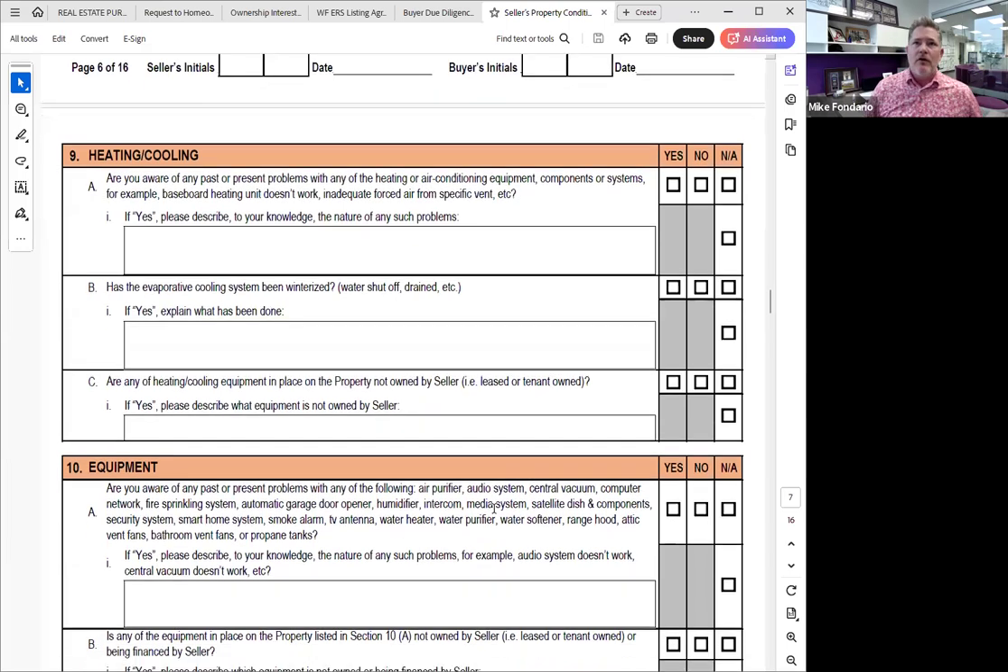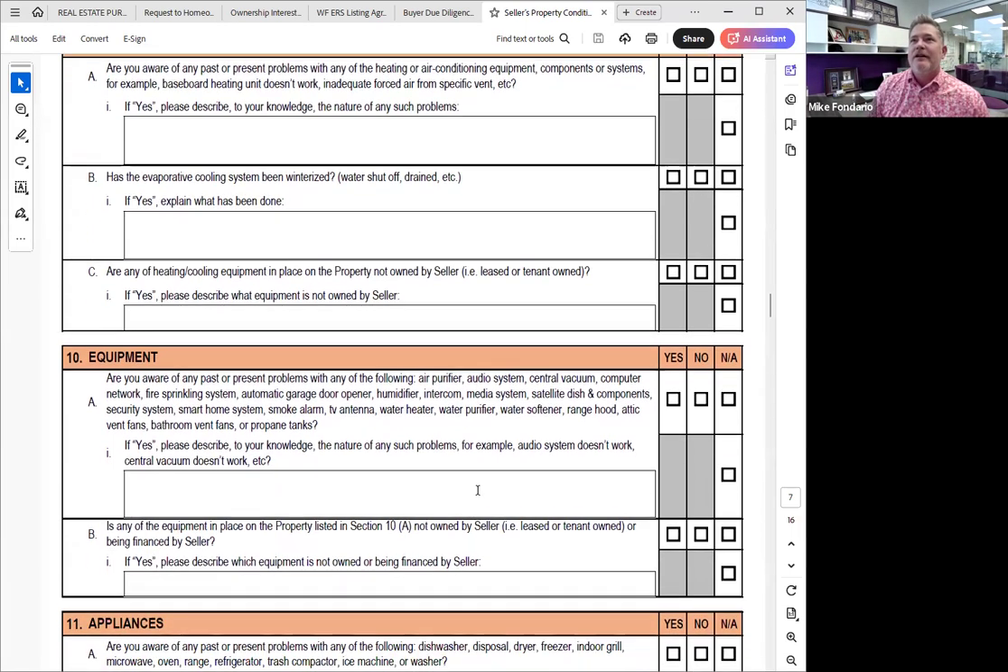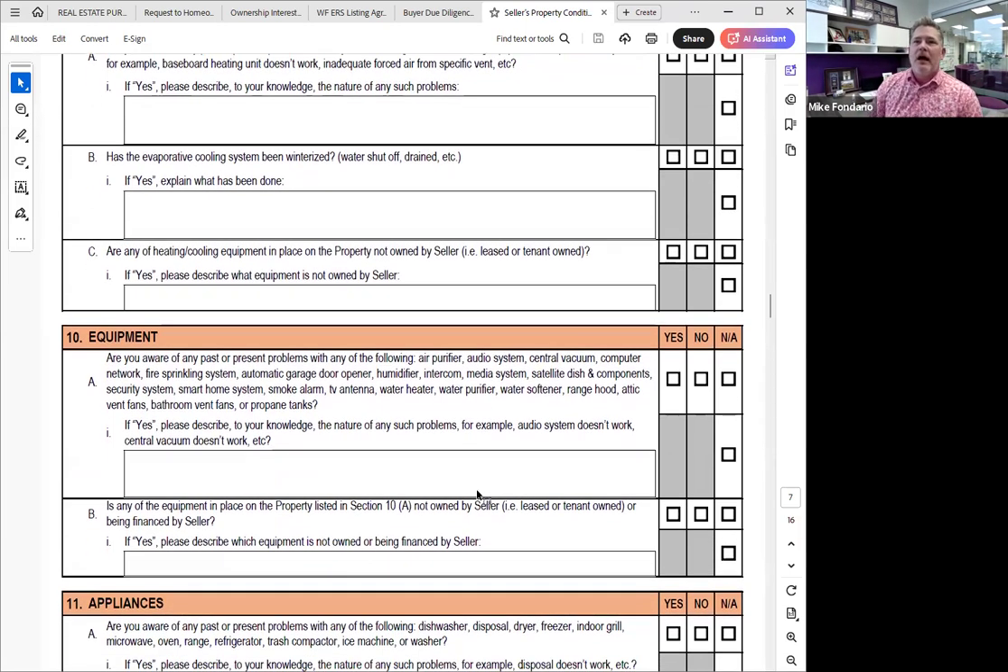Heating and cooling. Are you aware of any past or present problems with any heating or air conditioning equipment, components, or systems? For example, baseboard heating doesn't work, or inadequate forced air from a specific vent. Some of these older homes do have baseboard heating that no longer works and has been painted over 6 times. Yeah, you need to disclose they don't work, by the way. Even though they were long past their life and you're getting a heat source from somewhere else, it's probably a good idea to disclose that.